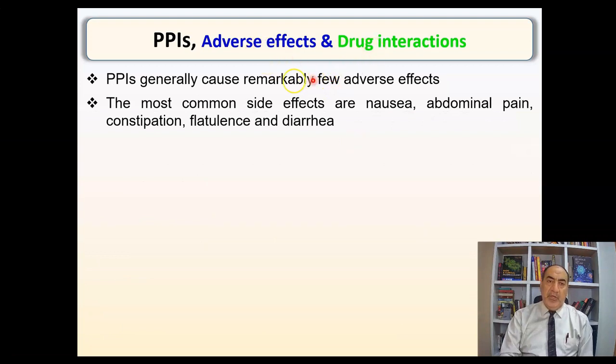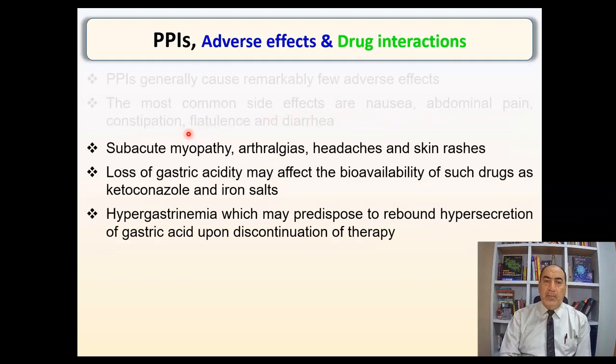Adverse effects and drug interactions. They have mild adverse effects. The most common side effects are nausea, abdominal pain, diarrhea, constipation, flatulence. Sometimes maybe myopathy, arthralgia, headache, skin rash. Okay. The loss of gastric acidity, as we explained before with the H2 blockers, remember ketoconazole, we said it loves the acidic medium. So ketoconazole and iron salts may be affected by the loss of gastric acidity, so their bioavailability will be decreased.